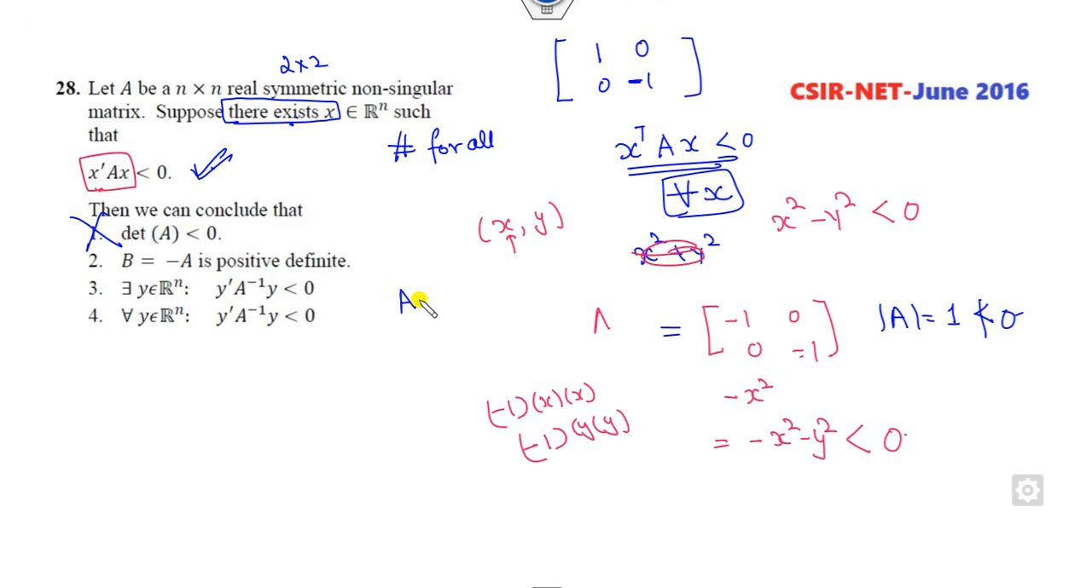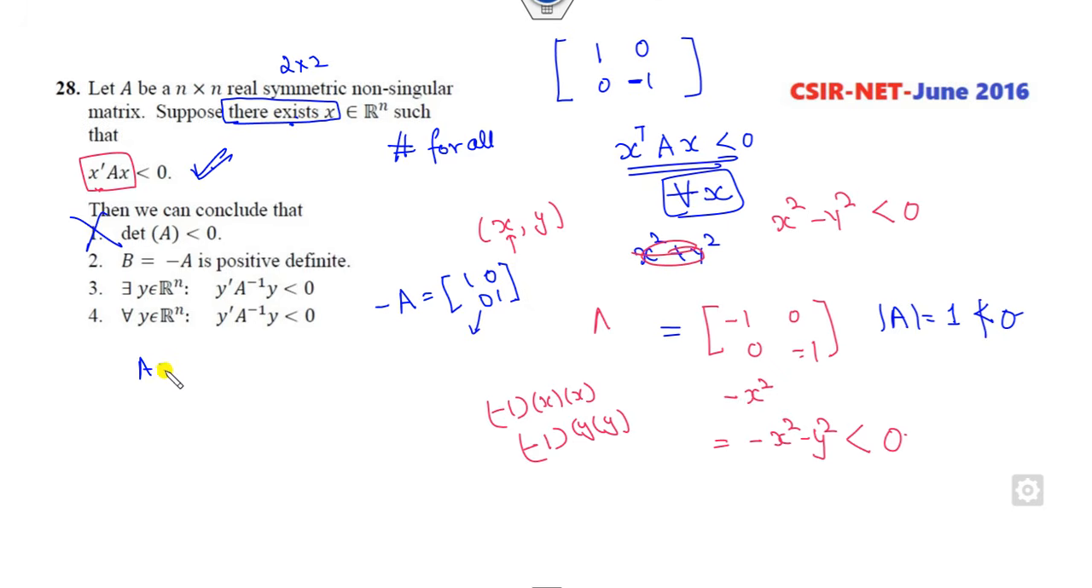If I consider this as a minus of this, so 1 0 0 1. Is it positive definite? How can you check whether it's positive definite? What is the property of positive definite? All the eigenvalues are greater than or equal to 0. Fine. So how can you check that?